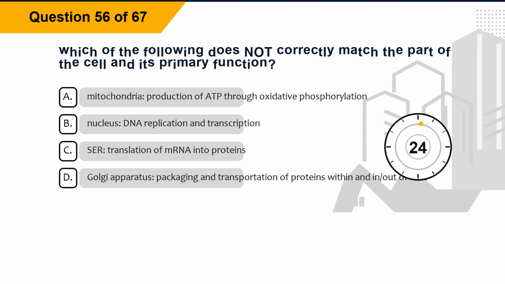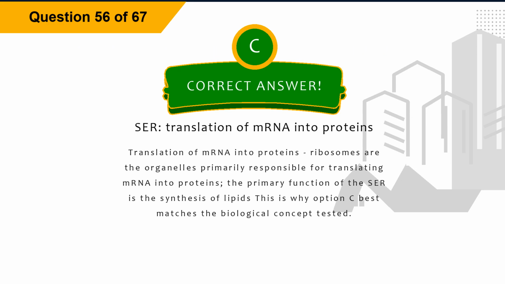Question 56. Which of the following does not correctly match the part of the cell and its primary function? Option A, mitochondria, production of ADP through oxidative phosphorylation. Option B, nucleus, DNA replication and transcription. Option C, SER, translation of mRNA into proteins. Option D, Golgi apparatus, packaging and transportation of proteins within and in/out of cells. The correct answer is option C, SER, translation of mRNA into proteins. Explanation. Ribosomes are the organelles primarily responsible for translating mRNA into proteins. The primary function of the SER is the synthesis of lipids. This is why option C best matches the biological concept tested.